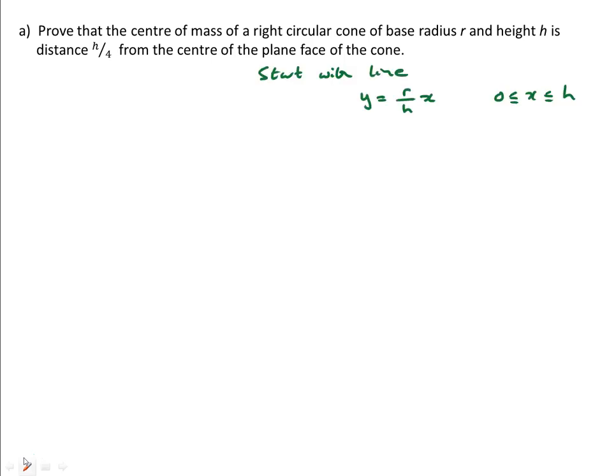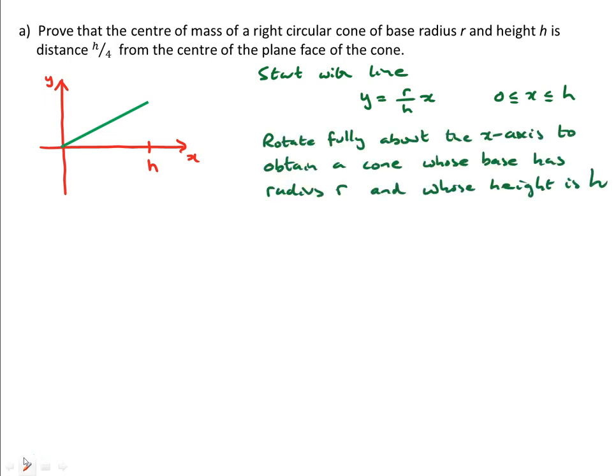If we start off with the line y equals r over h times x, then we have a straight line through the origin, which when x equals h, we've got y equals r. And if we rotate that around the x-axis, then we're going to end up with a cone whose base has radius r and whose height is h.